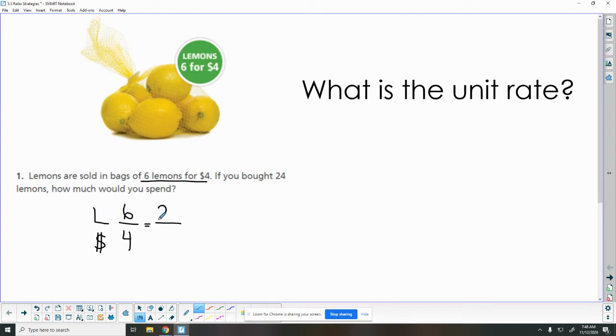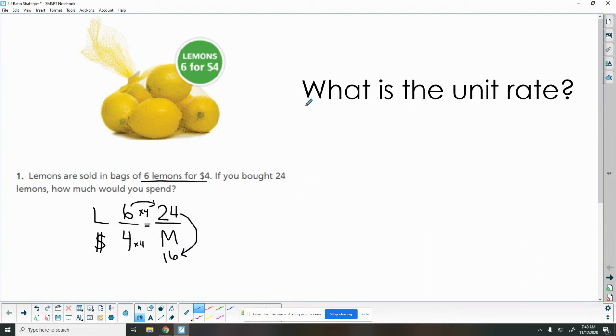So I'm going to line up 24 on the top with the lemons. And I'm looking for how much money that would be. So these numbers are nice factors of each other. So I can ask myself, how did I get from 6 to 24? Well, that's times by 4. And now we need to do the same thing on the bottom to make it equivalent. So 4 times 4 is 16. So if I wanted 24 lemons, I would spend $16.